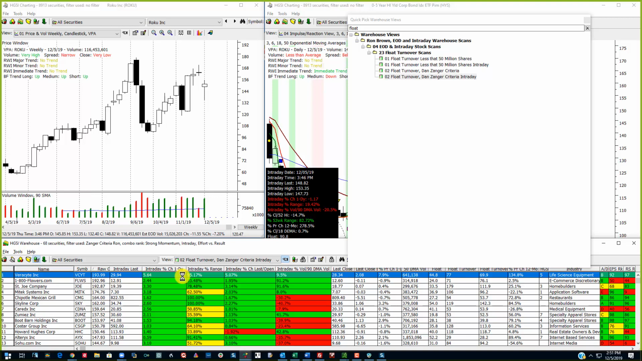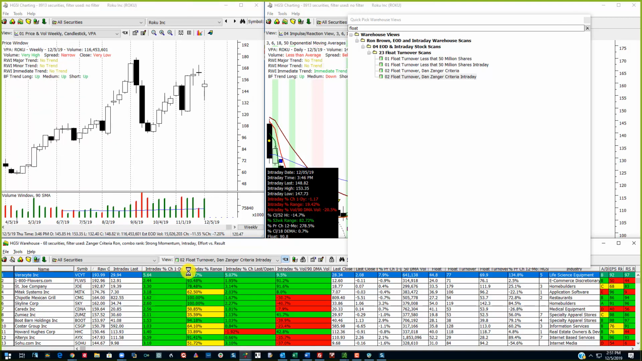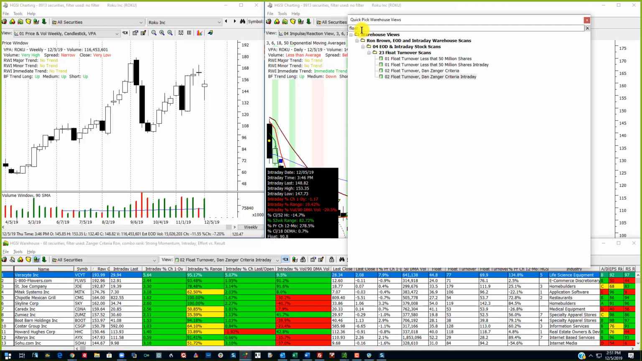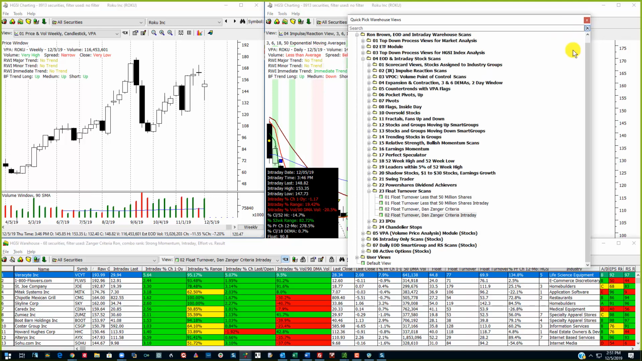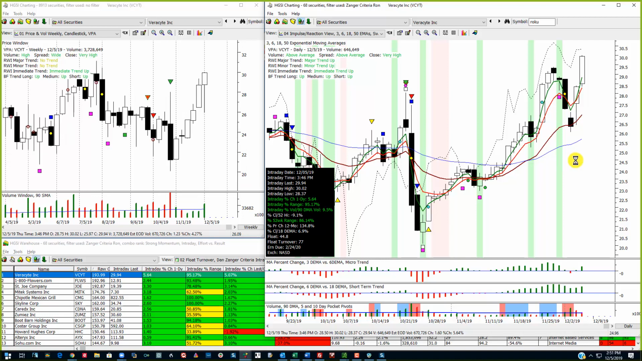By the way, on these warehouse views, as soon as the market closes, I'm going to stop the update here. I use this search function all the time. If you can remember a keyword or part of a keyword, it eliminates looking at a bunch of warehouse views, and you can go directly to where you want to go. So I'm going to click the X, and then everything comes back. Let's just look at one of Zanger's qualifiers here today.